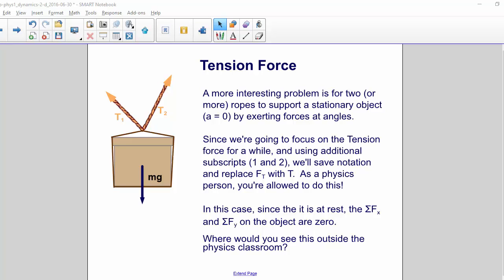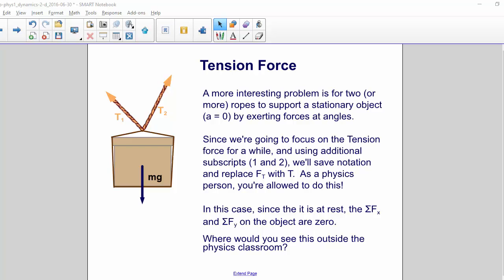A more interesting problem is for two or more ropes to support a stationary object by exerting forces at an angle. So we're going to focus on tension, and we're going to use subscripts 1 and 2, and we're going to replace Ft with just a capital T. So in this case, it's at rest, and so the acceleration is 0, so sigma F equals 0.